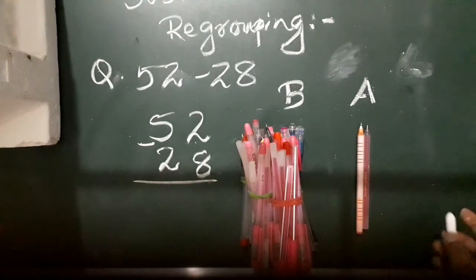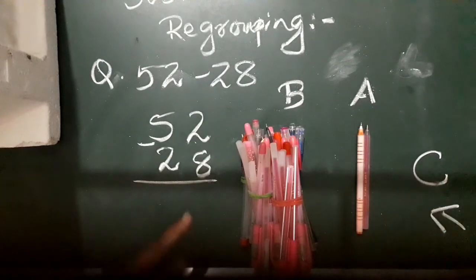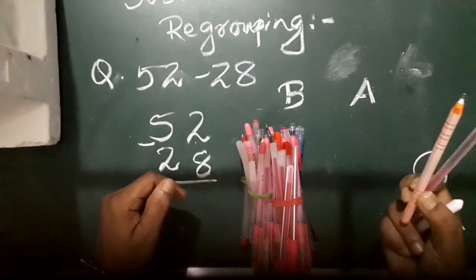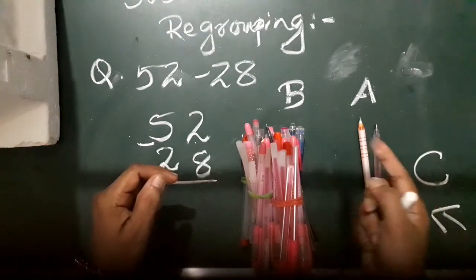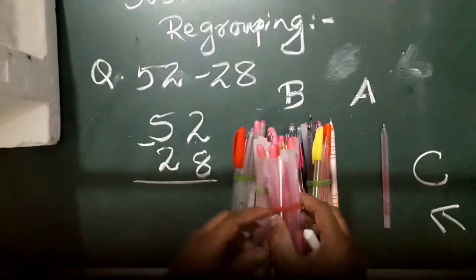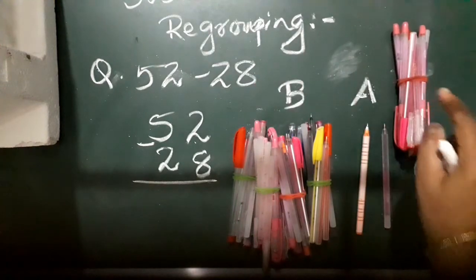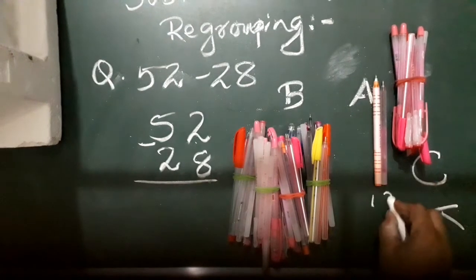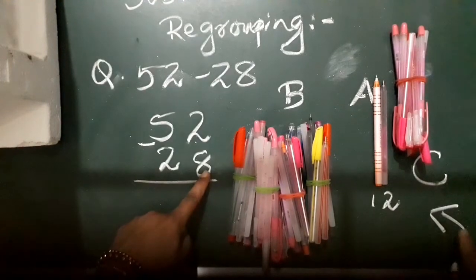Now a person C comes to A and asks him to give 8. Now he is having only 2. So what he will do is, he will go to B, that is, he will go to the next door and ask to give one bundle to him. So B has given one bundle to him. So now A is having, instead of 2, 12. And now he can give 8 to person C.